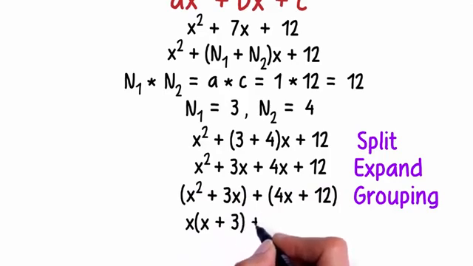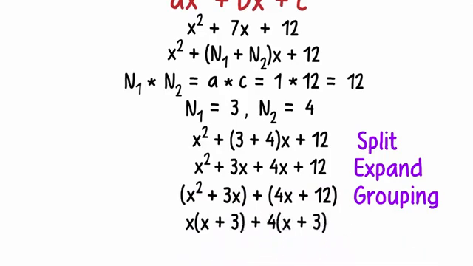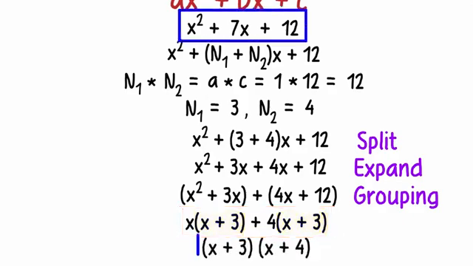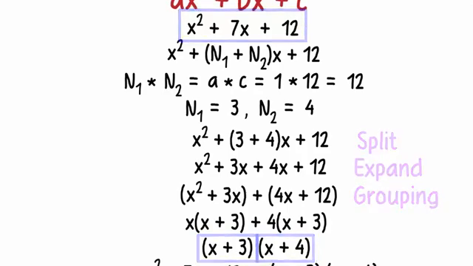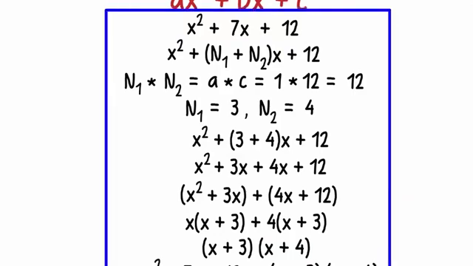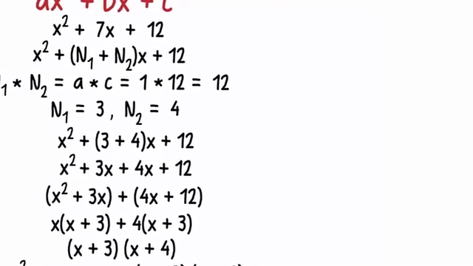And how does grouping help? We look for common terms in each group. In the first group, x is common, and in the second, 4 is common. So this can be written as x times (x plus 3) plus 4 times (x plus 3). Now in this polynomial, x plus 3 is common to both terms. Taking this common factor out from both terms, we get this. So this quadratic polynomial was factorized. The two factors of this polynomial are x plus 3 and x plus 4.